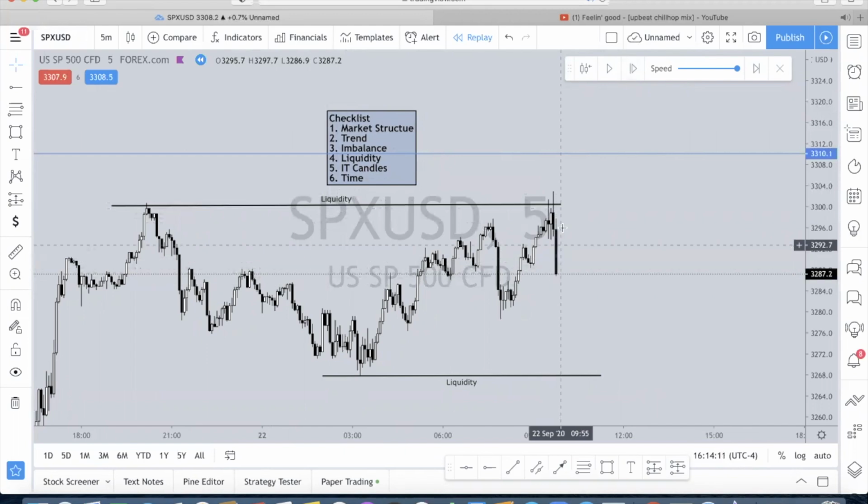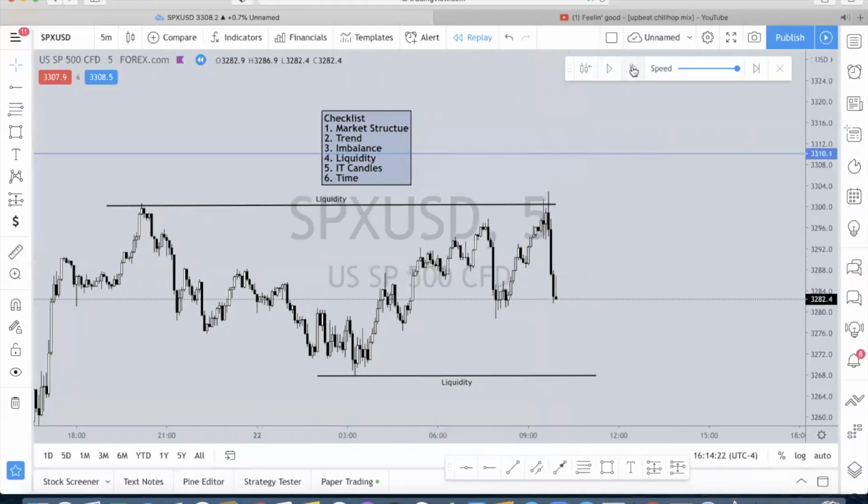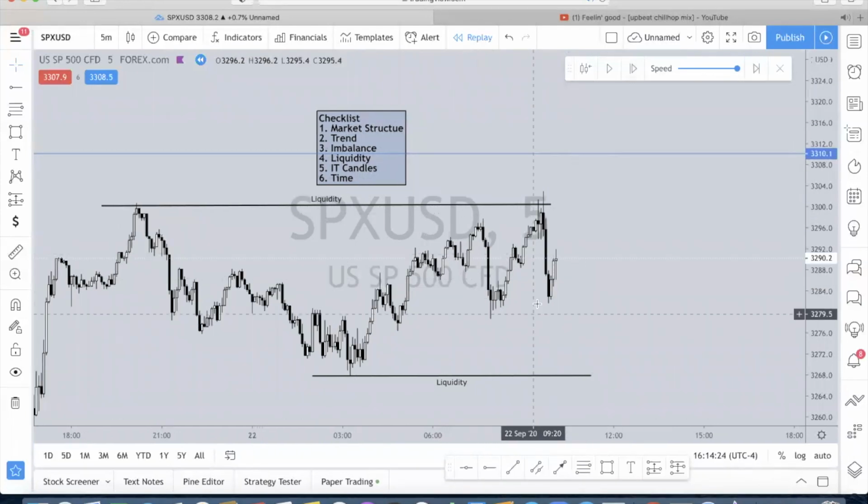So hey, if you were looking to short above this liquidity, even on a smaller time frame, there was money to be made. But I understand that my overall bias is bullish. So I'm going to let the candles play out till about 10 o'clock. Now, what do you see? Even with that bullish bias, what do we see?